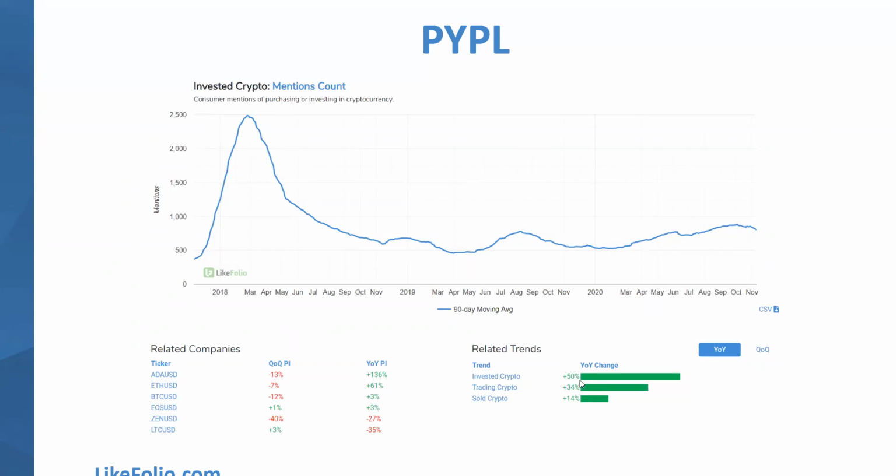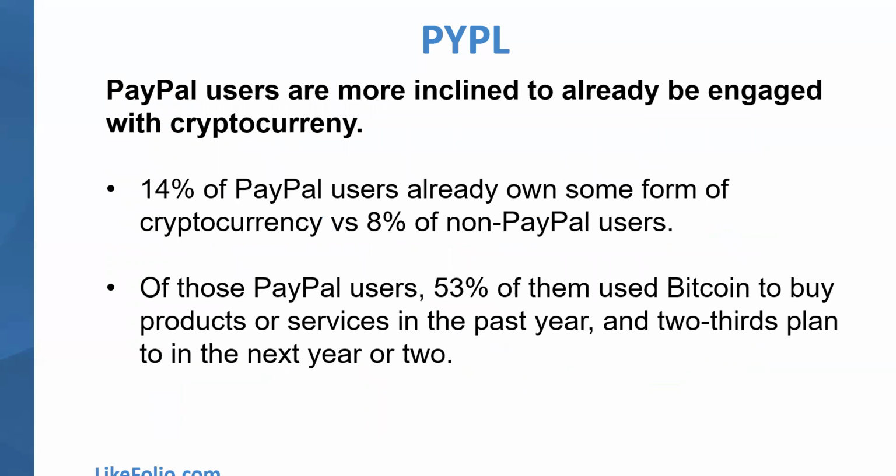It's up significantly, but I think that PayPal specifically knows its audience, and this is an opportunity for PayPal to expand their revenue streams. You can see that 14% of PayPal users already own some form of cryptocurrency versus 8% of non-PayPal users. So a PayPal user is already more inclined to be engaged with this, and they're already used to trying to use Bitcoin or cryptocurrency as actual currency in exchange for goods or services. So I think that PayPal kind of listened to where its consumers wanted it to be.